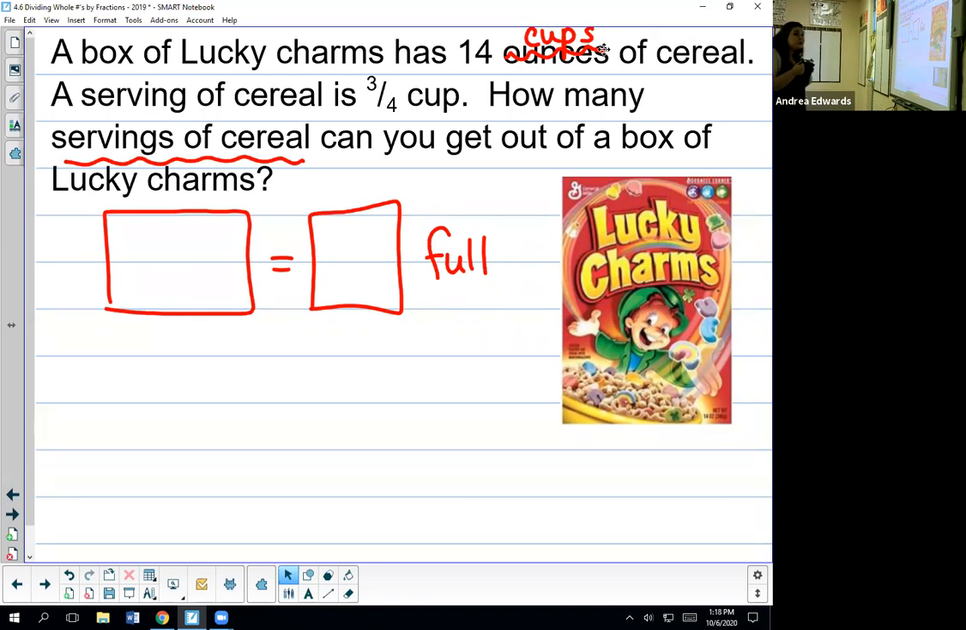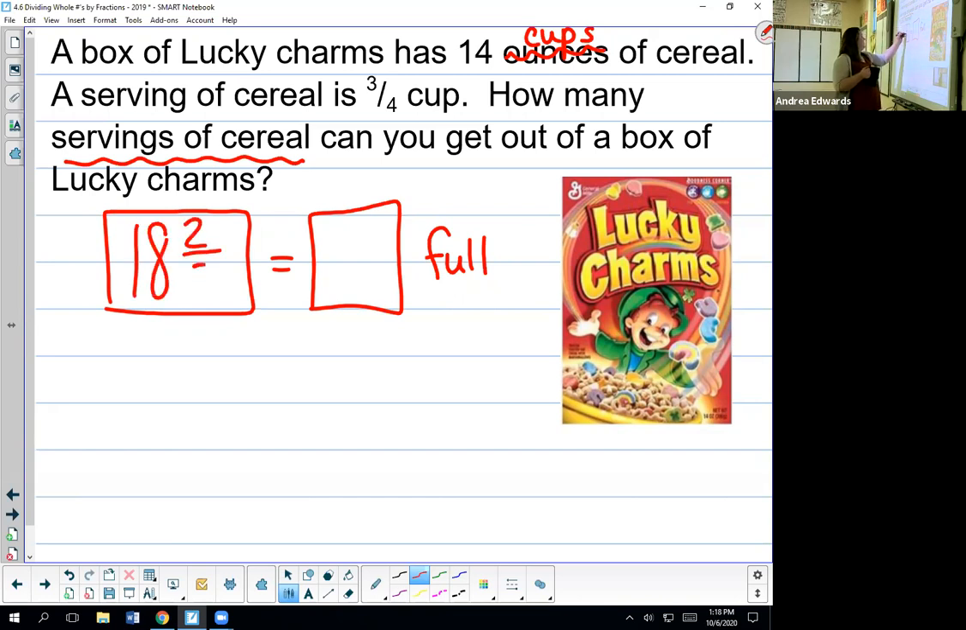So how many full servings can you get? Now type that in. You got 18 2/3. That sounds right. Think about it. You're not eating a full cup, right? So you're gonna get more than 14. So that should make sense. So you should get 18 full servings. So there'll be a little bit left that maybe you can sprinkle on your cereal for that time.